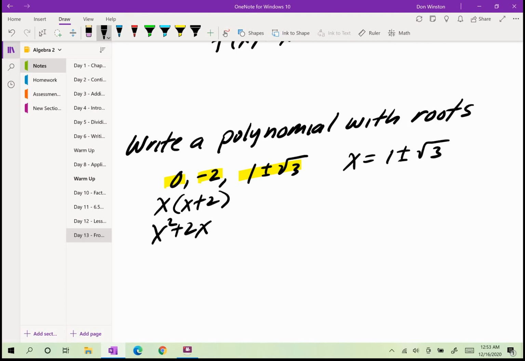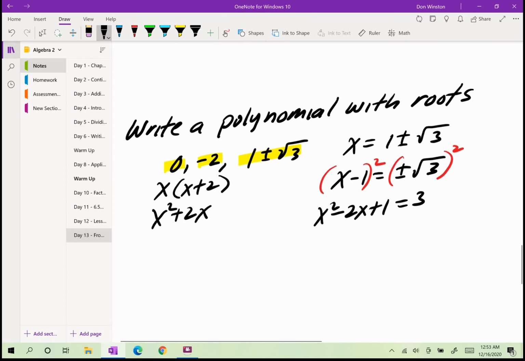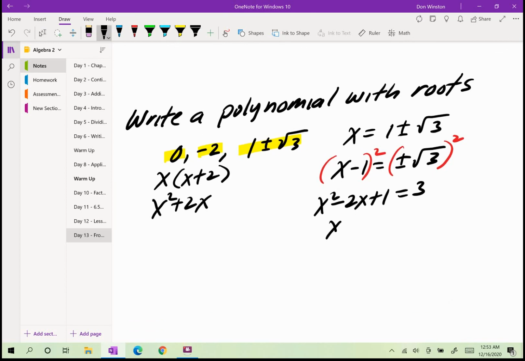So again, we have to write a polynomial with those irrational roots. So first thing I do is I subtract 1. Then I square both sides. And so x minus 1 squared will be x squared minus 2x plus 1. And then the square root of 3 squared, well, that would just be 3. And then I subtract 3, and I'll have x squared minus 2x minus 2.